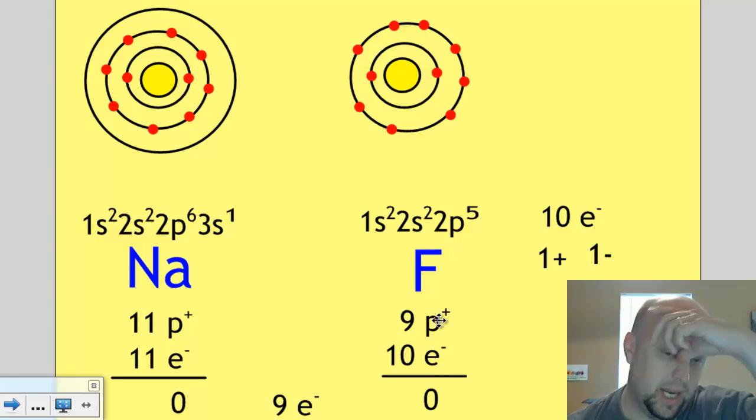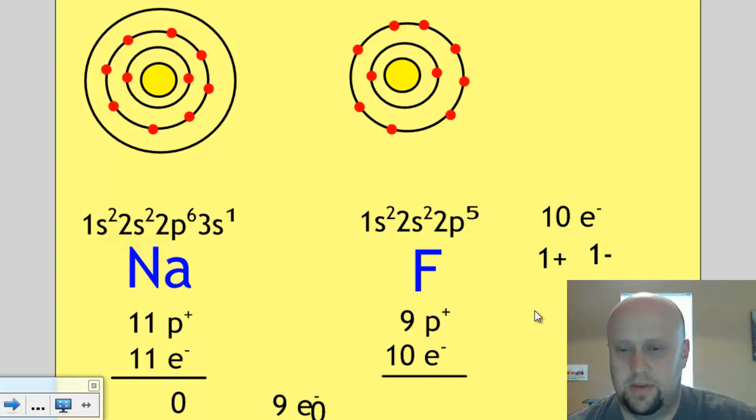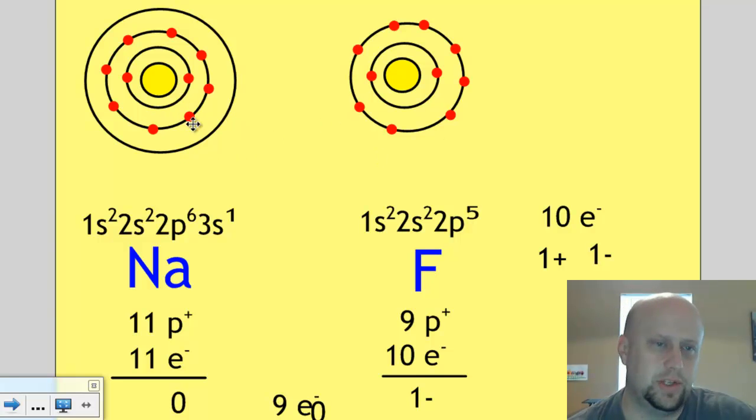I have 1 more negative than I have a positive, and so what that means is the fluorine is going to have a 1 negative charge, or a -1 charge. Okay, now, so fluorine's all fat and happy now. It's got its 8 to satisfy the octet rule. So you go back over here to sodium, and the sodium doesn't have anything now. It's not very happy. Remember that valence applies to the highest occupied level.